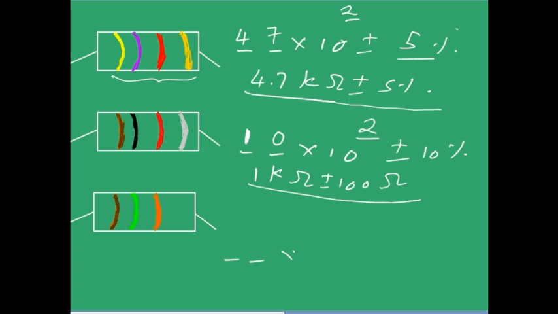Third one, same. I have brown here, so 1 comes here. And green is for 5. Orange is for 3, right? So this is 15 kilo ohm. But see here, there's no fourth color. What should I write here? If there is no fourth band, no tolerance band, then just take the tolerance to be 20%. That's what I wanted to say. So this is 15 kilo ohm plus or minus 20% of that 15 kilo ohm.